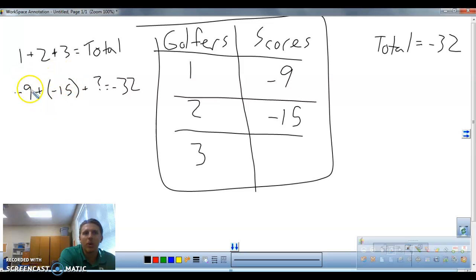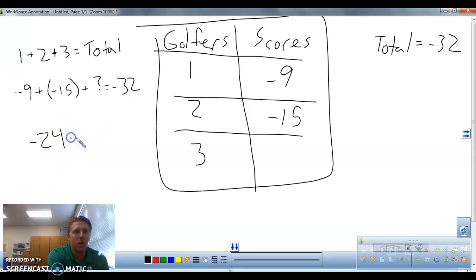So what do we know the team's total score without golfer number 3 is so far? Well, we've got -9 plus -15. Now, this is one of those examples I showed you where adding two negatives together makes a bigger negative, right? So what is 9 plus 15 normally? 9 plus 15 would be 24, and we know it's negative because you're adding a negative with a negative, so you get -24.